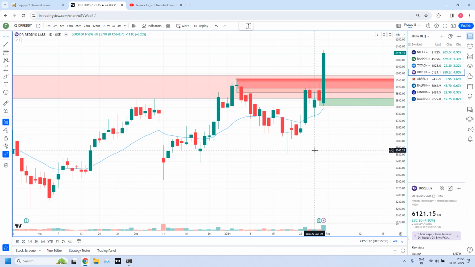If you would not have fine-tuned the zone properly, you would have missed the entry. That's why experience is very important. Fine-tuning the zone is very, very important. It is a skill you all should develop.